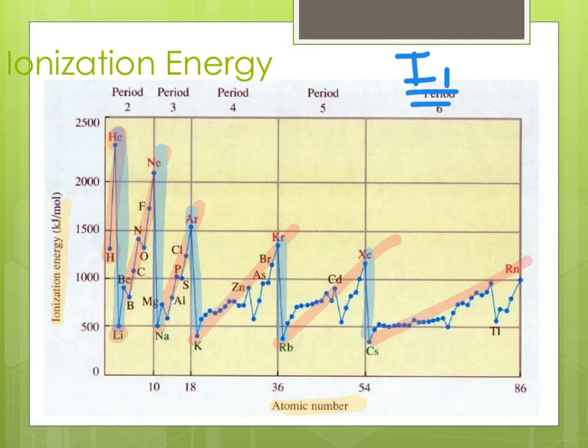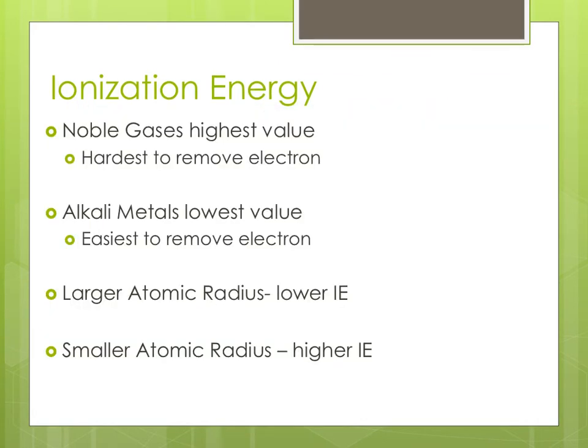And you can see from this data that it's definitely not perfect. So it's not a rule, but it is a trend. And so we do see these little dips here, which we talk about why those dips happen in AP chemistry, but it's not something that you need to know for honors chemistry. So to summarize ionization energy, noble gases are going to have the highest value of ionization energy.